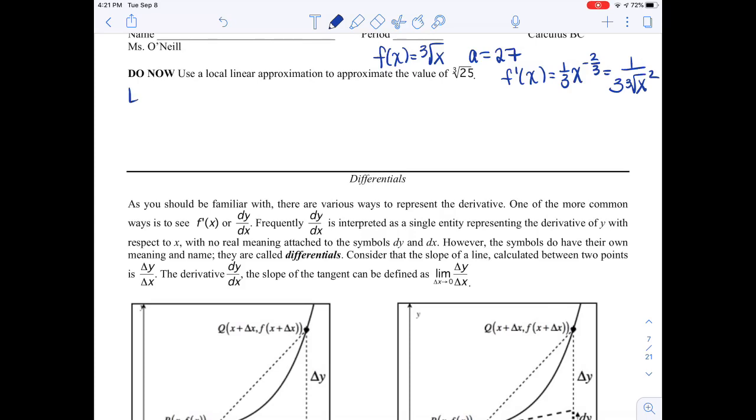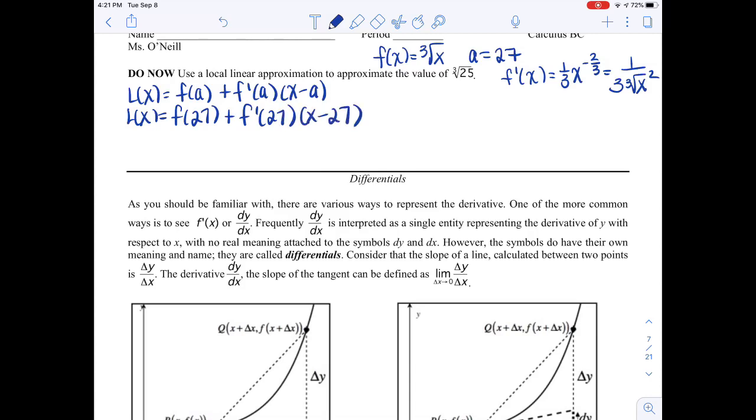Okay. So remember, L of x is equal to f of a plus f prime of a times x minus a. In this particular problem, L of x is equal to f of 27 plus f prime of 27 times x minus 27. Why 27 and not 25? 25 is not a perfect cube. You're choosing the closest value to 25 that is a perfect cube, whatever's the closest.